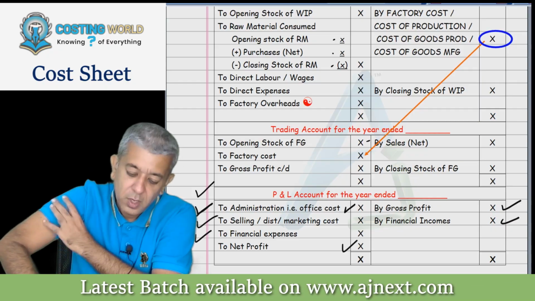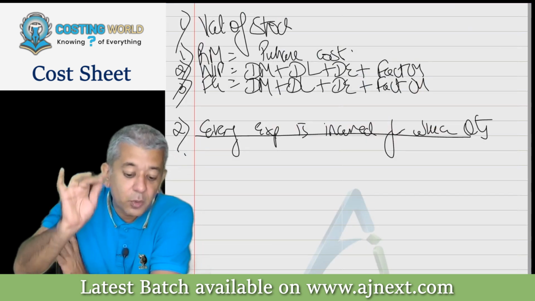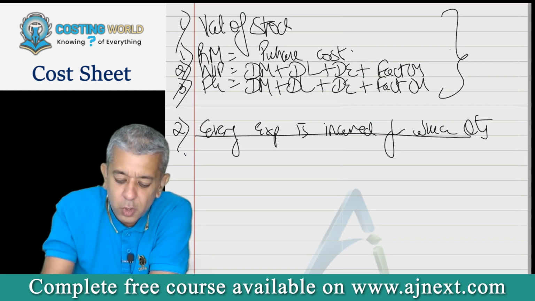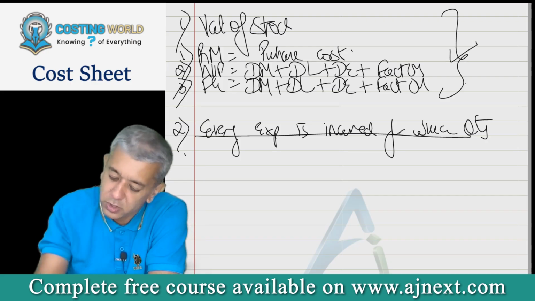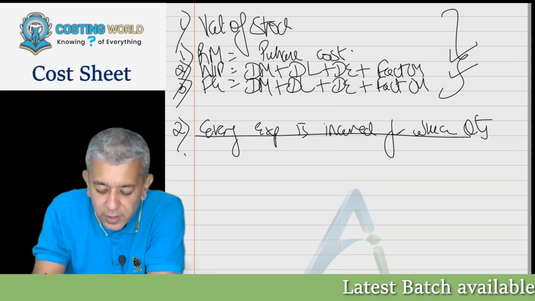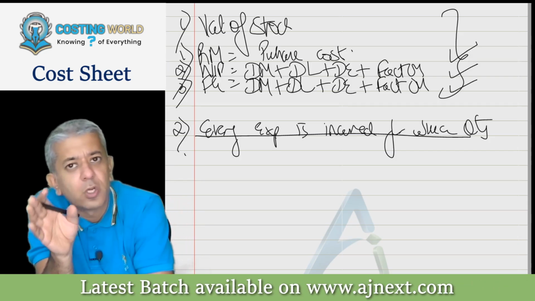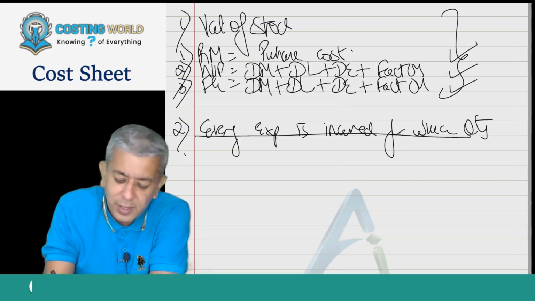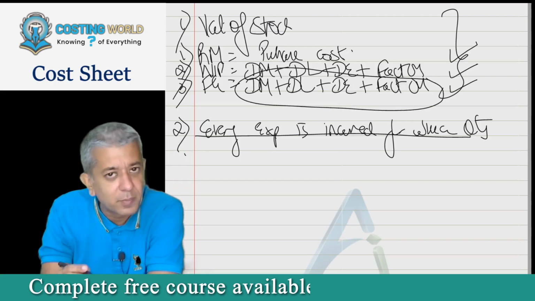Till now, what I have tried to tell you all is that stocks are valued at cost. At least raw material stock is valued at cost. WIP stock is valued at cost. Finished goods stock is valued at cost or market price, whichever is lower. Market price you verify from the market, and this will be nothing but ingredients of cost.